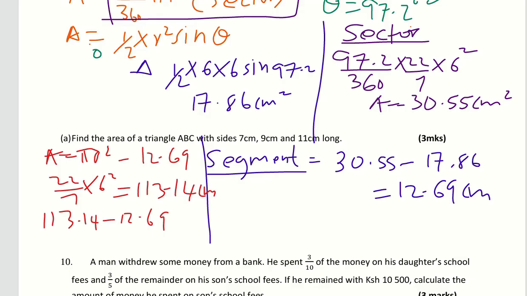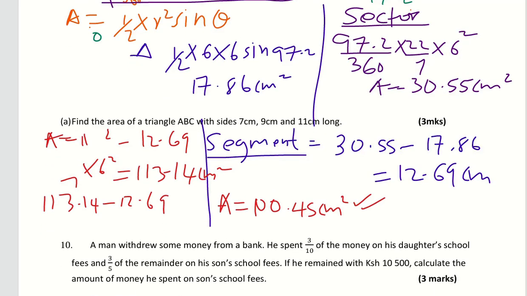So the area of this major segment now becomes 100.45 square centimeters. You can feel free to pause and try it out. Then we move to the second one. Allow me to rub because I want to use this space. You can pause and copy.